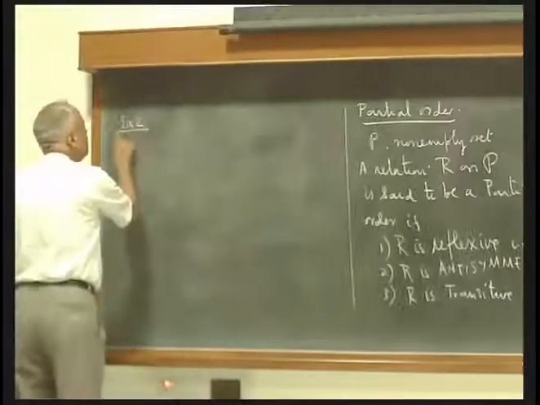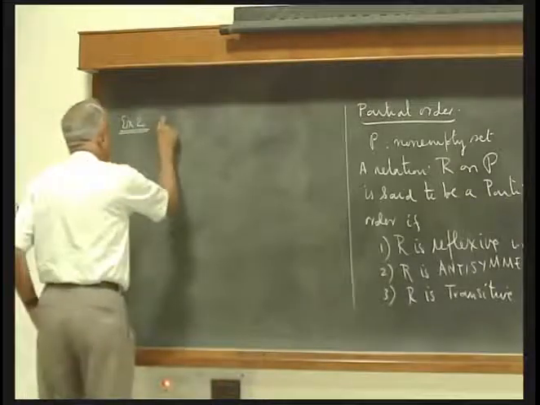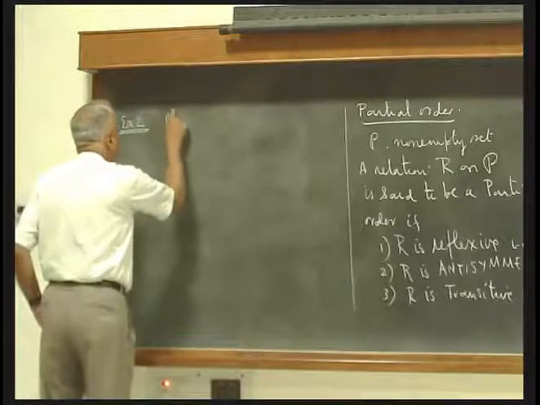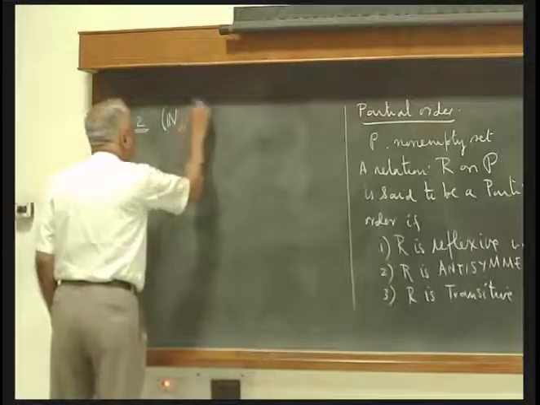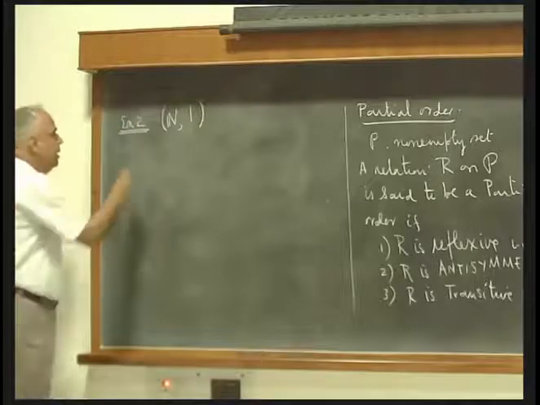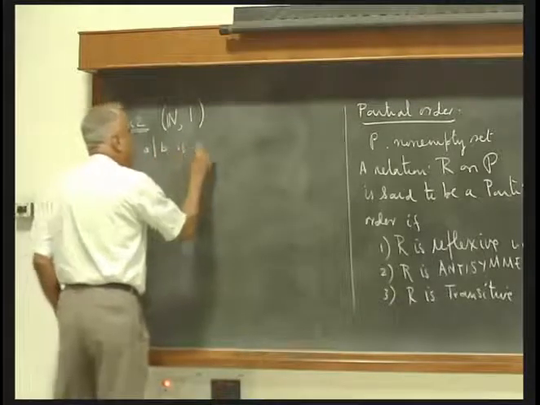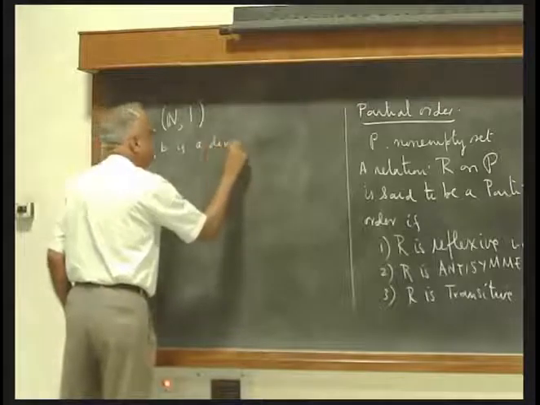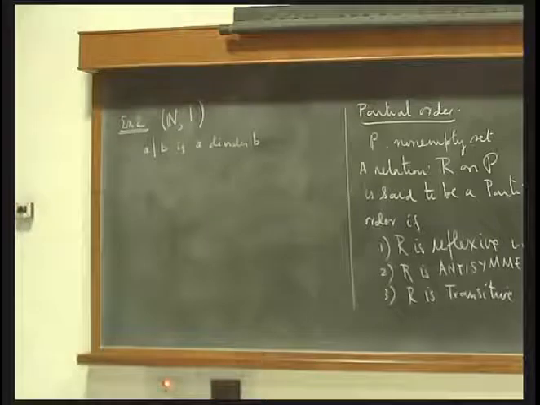Here is an example, which is a very important example, number 2. Let's take the natural numbers, and let us take this relation. A is said to be related to B if A divides B. That means A is a factor of B, or B is a multiple of A. Whenever I say B is a multiple of A, I mean integral multiple.